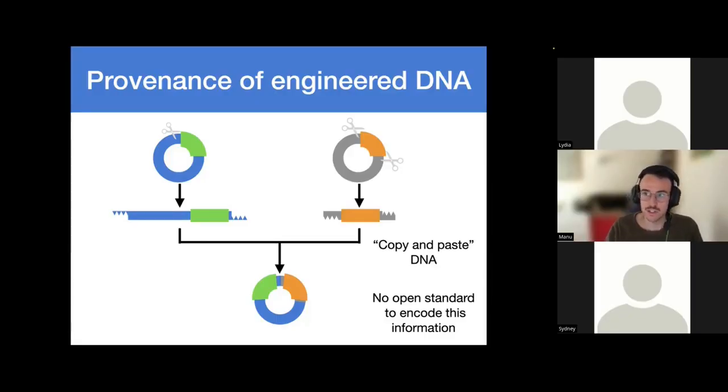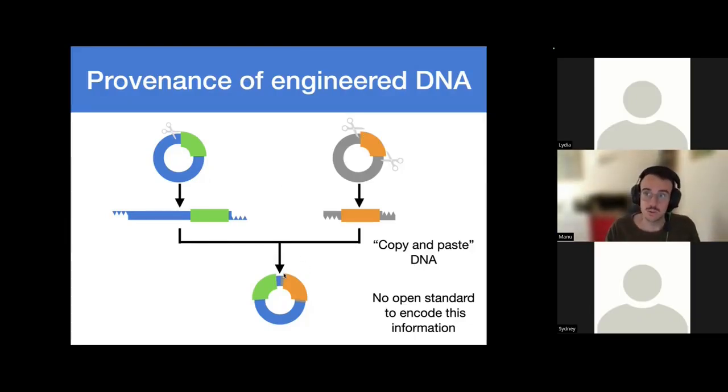DNA engineering consists of combining fragments of existing DNA sequences to generate new ones. So it's a bit of copy and paste of DNA. In this example, I'm showing the construction of a new circular DNA sequence from two existing ones, and researchers have access to tools that can, for example, cut DNA at particular places, so they can cut fragments of sequences and then join them together to make a new sequence.